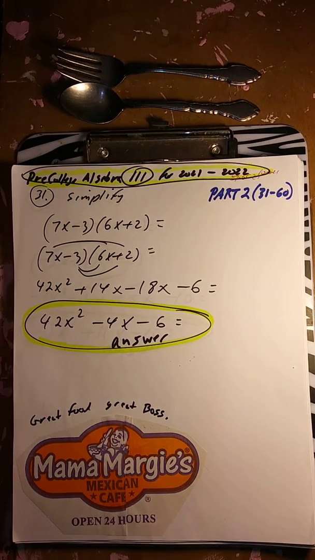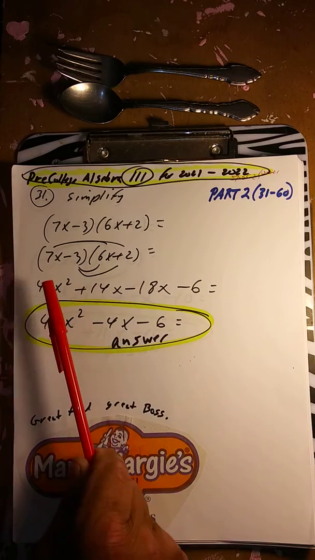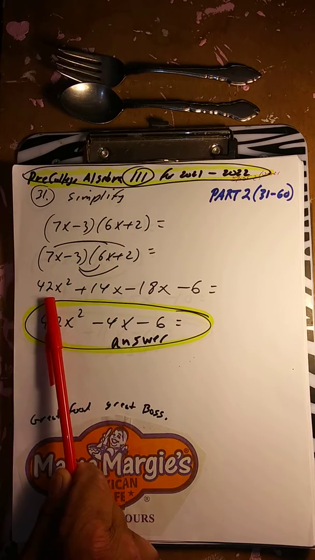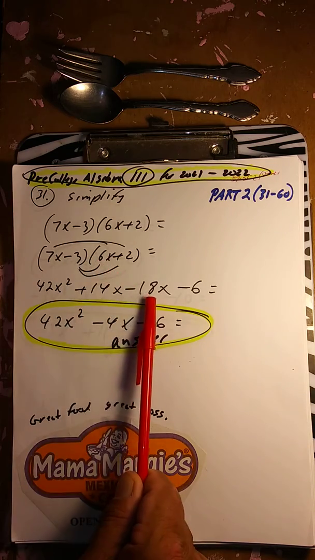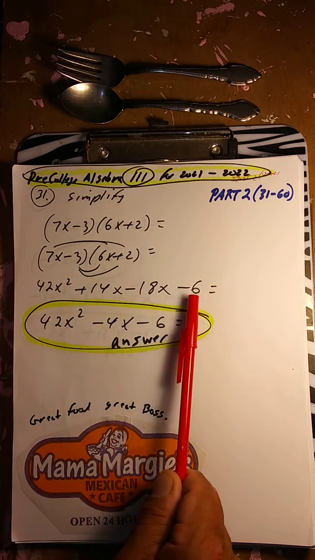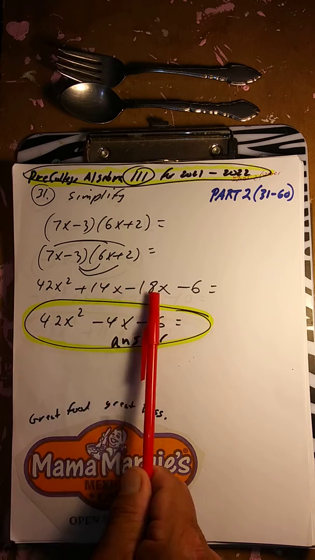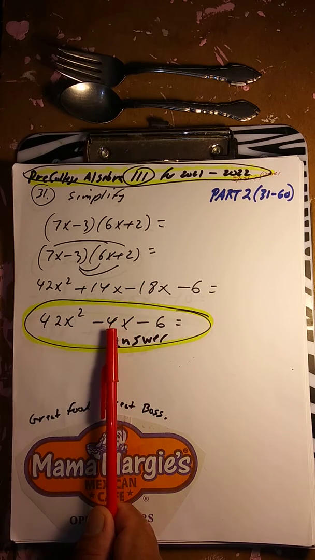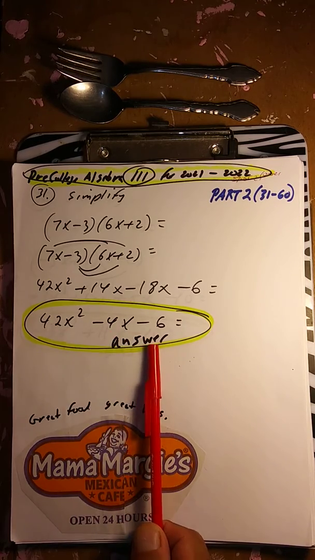Multiply 7x minus 3 times 6x plus 2. So we multiply 7x and 6x is 42x squared. 7x times 2 is 14x. Negative 3 times 6x is negative 18x. And negative 3 times 2 is negative 6. 42x squared, bring it down. These two, add them together: 14 minus 18 is negative 4x. So 42x squared minus 4x minus 6 is the answer.